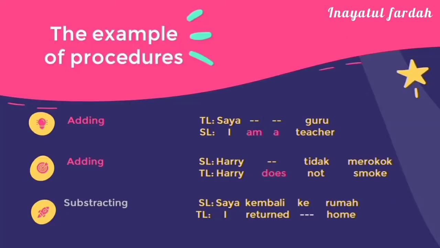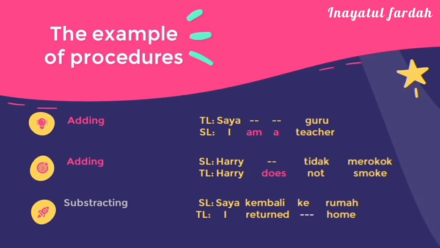Okay, here we have some examples of translation procedures. The first is adding. The source language is "saya guru", and then the target language will be "I am a teacher". So in this sentence, there are two additions that are "am" and "a". And then the second example, the source language is "Hari tidak merokok", and then the translation is "Hari does not smoke".